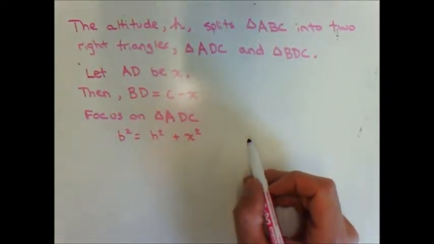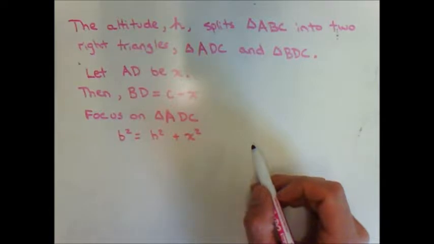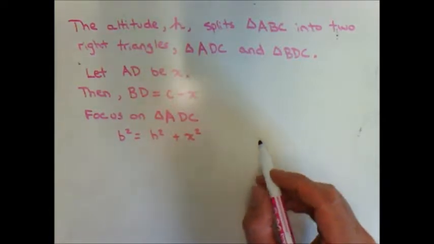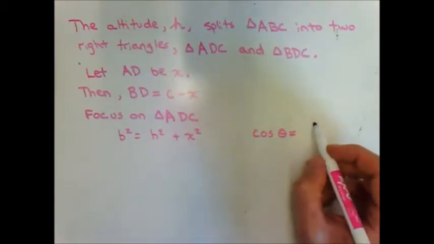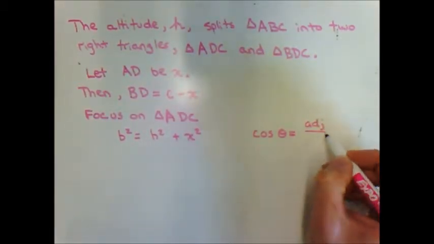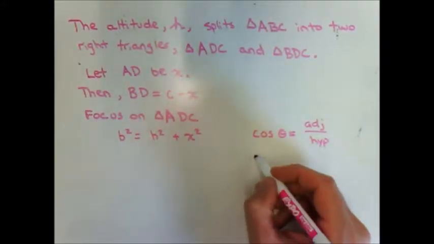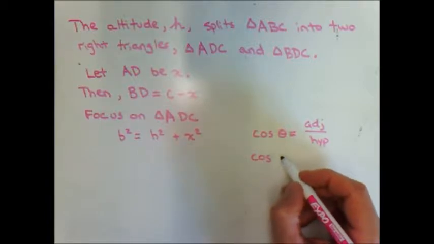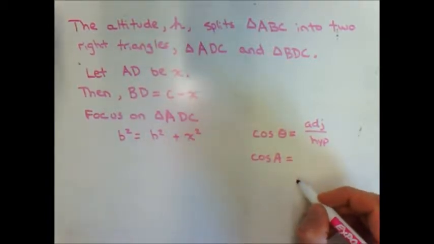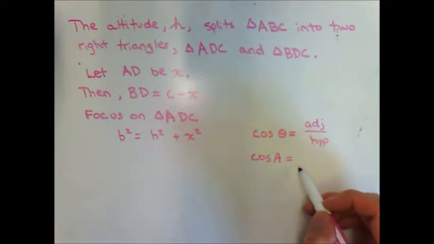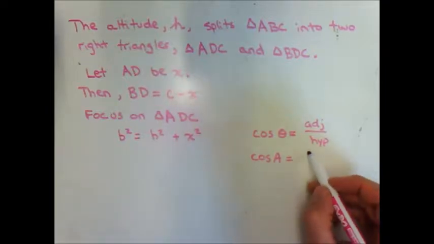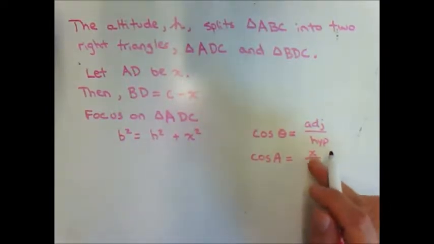Well, what else can we say? Let's use the cosine ratio. What is the cosine ratio? Cos of an angle equals adjacent over hypotenuse, right? So let's look at the cosine of angle A. What are the labels that would be adjacent and hypotenuse if we're looking at cosine of angle A? Well, adjacent is x and hypotenuse is b. So this is cosine of A equals x over b.